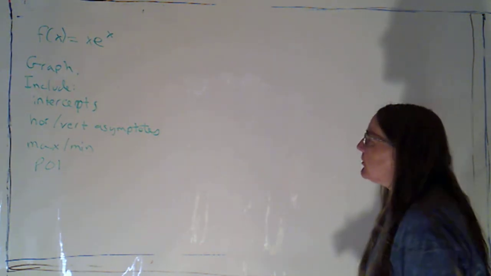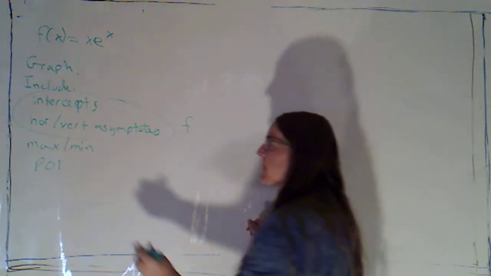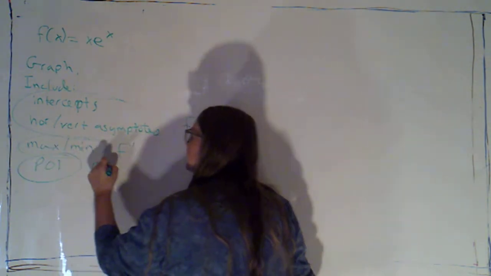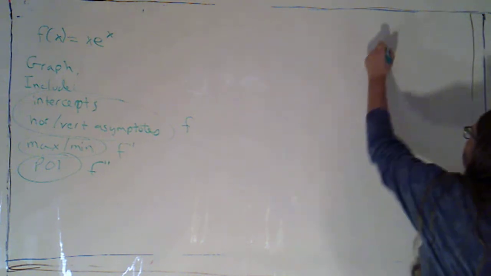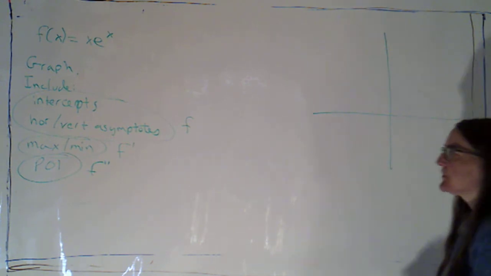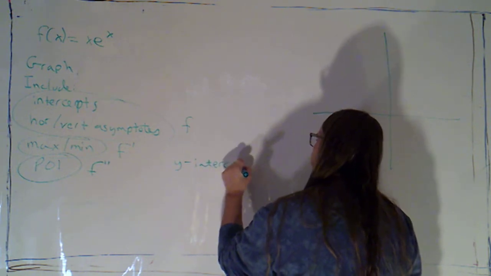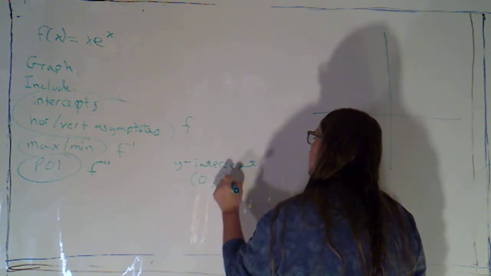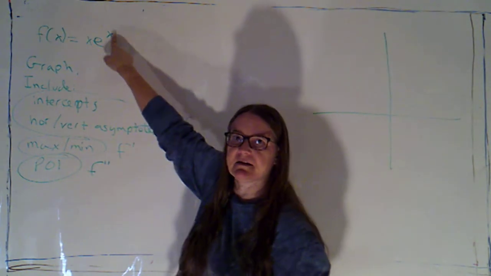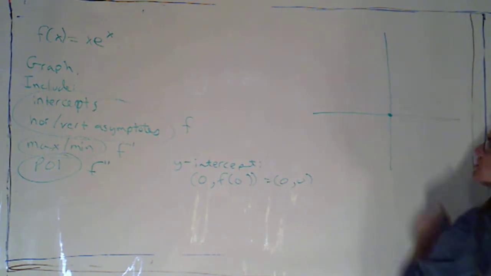Okay. All right, so basically this information I'm going to get from f, so I'm going to start with that. Then I'll get this information from f prime, and I'll get that information from f double prime. And this is going to be a long process, so every time I find something, I'm going to add it to my graph. So if I start with my intercepts, let's get our y-intercept. So I know that's just f of 0. But if I plug in 0, I'm going to get 0 times e to the 0. I'm getting 0. So the y-intercept is just the origin.